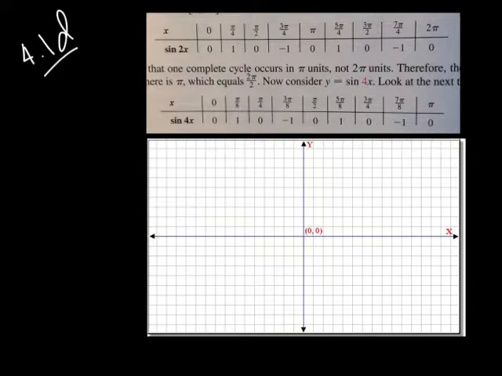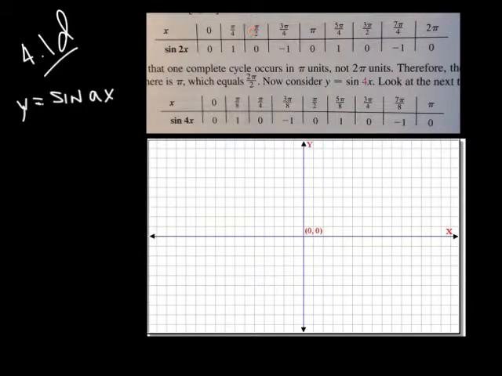So this is 4.1D in trigonometry, graphs of the sine and cosine functions. What we're going to do here is start looking at y equals the sine of a number times x. At the top of page 136 there's a chart here. I like the chart, I don't like how they explain it, so we'll see if we can make this work.